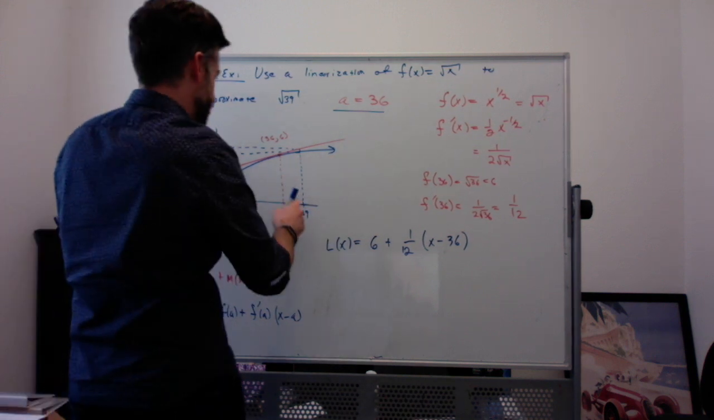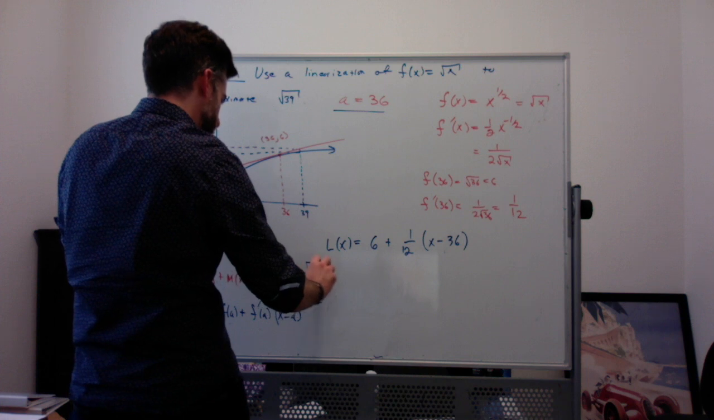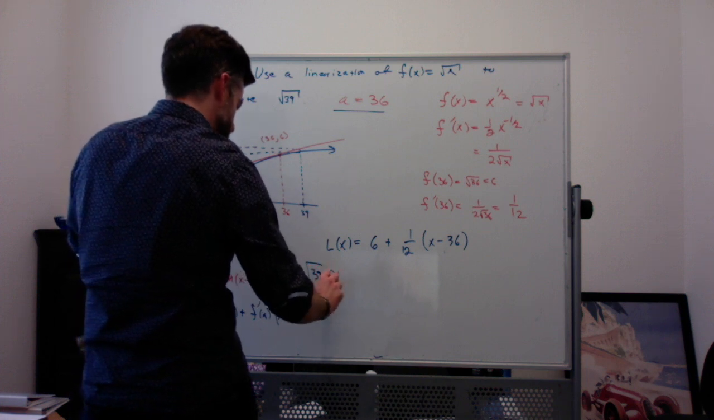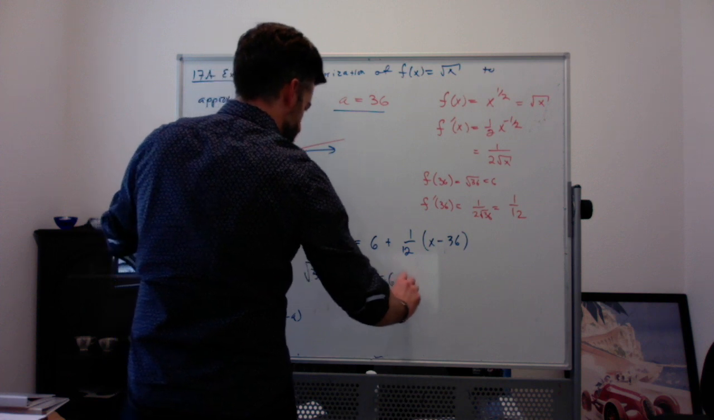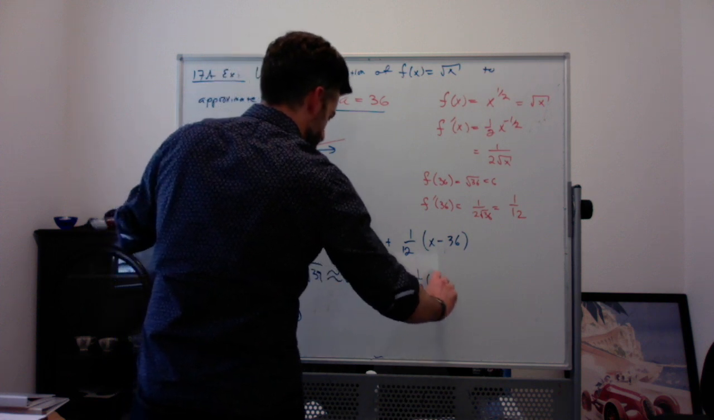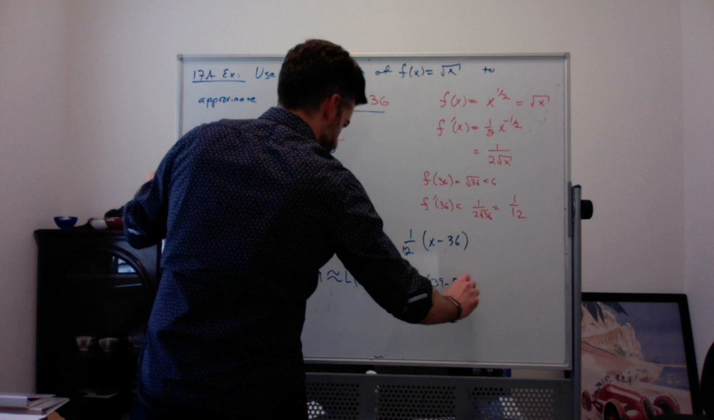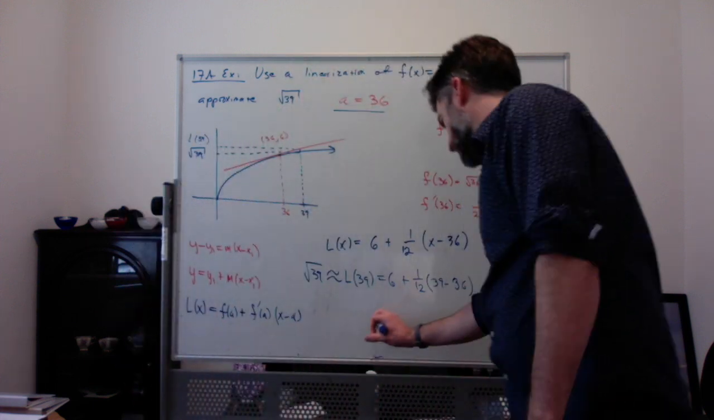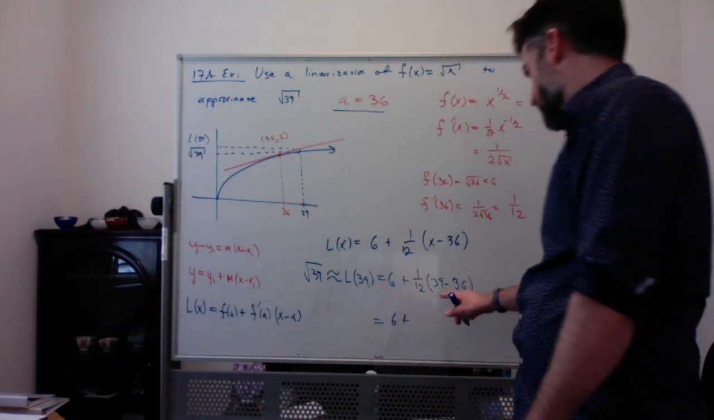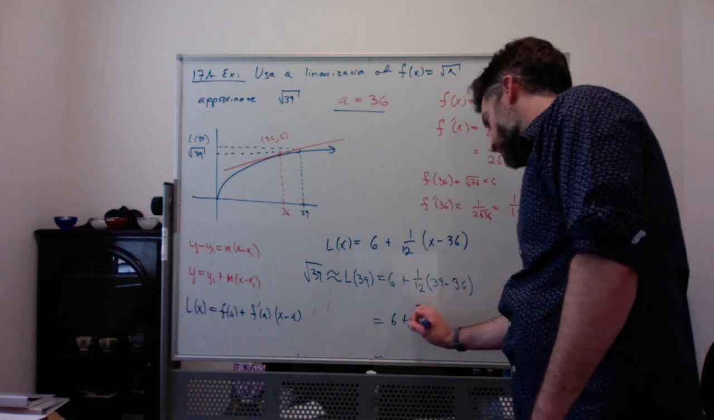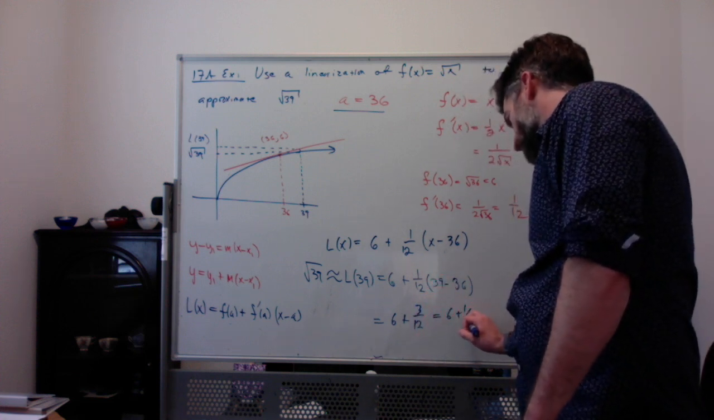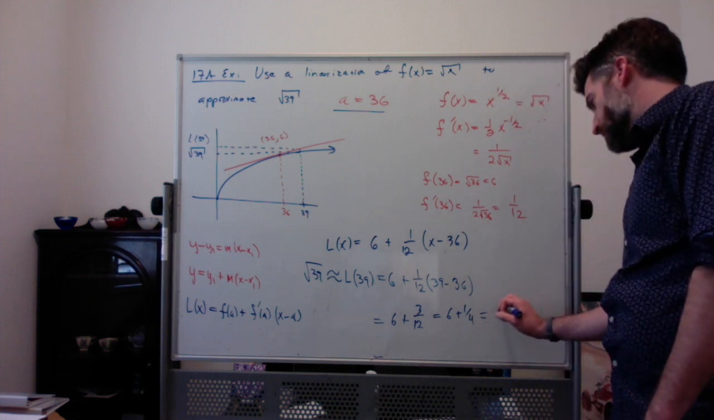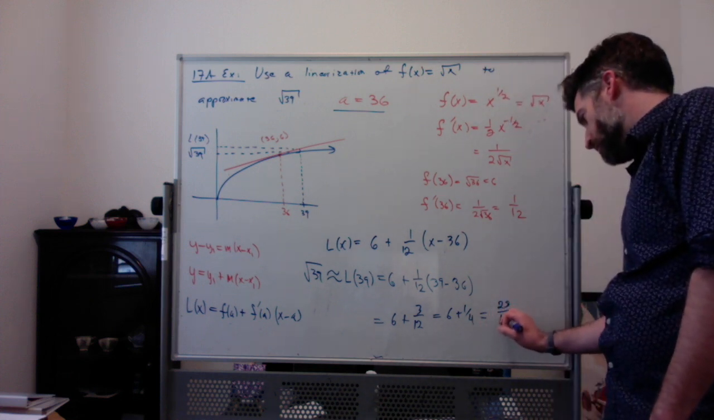And now, if I want to figure out what the square root of 39 is, I can approximate it by saying it's the linearization of 39, which is 6 plus 1 over 12 times 39 minus 36. And this simplifies to 6 plus 3/12. 3/12 is 1/4. So it's 6 plus 1/4. You can either write that as 25/4 or as 6.25.